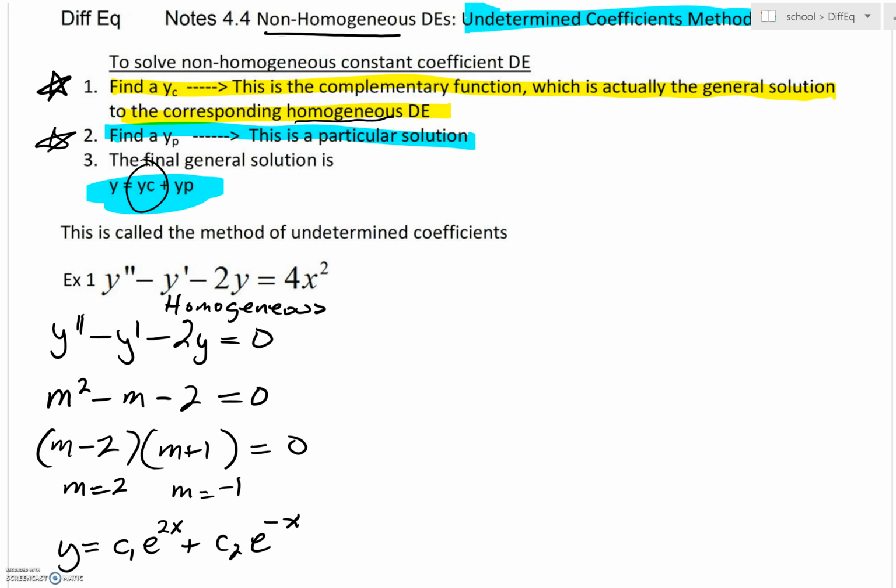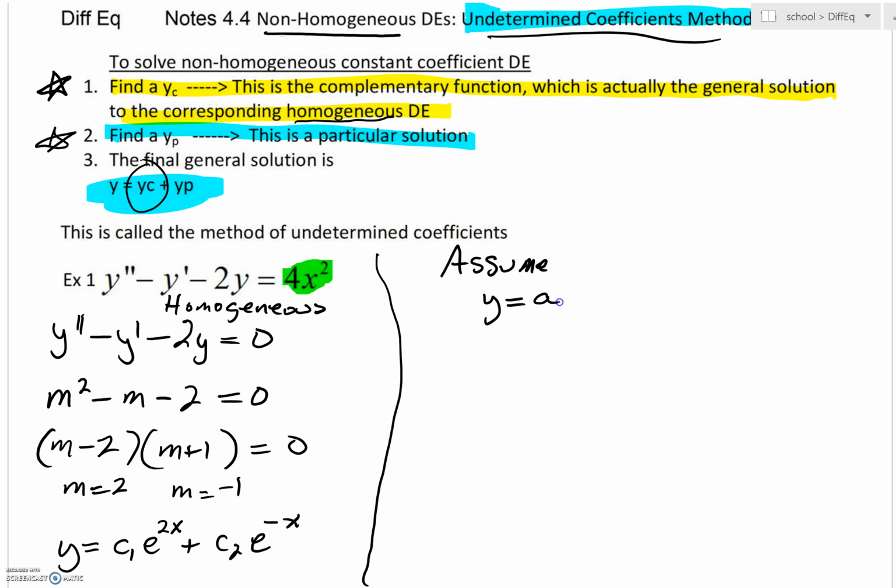Find a particular solution. Pardon me. So we're going to look at this right-hand side right here and say, look, everything has constants in it, and we're only going out to a second degree. Let's just assume for a moment, this is undetermined coefficients. Let's assume that a quadratic equation, y equals ax squared plus bx plus c, would satisfy that differential equation.